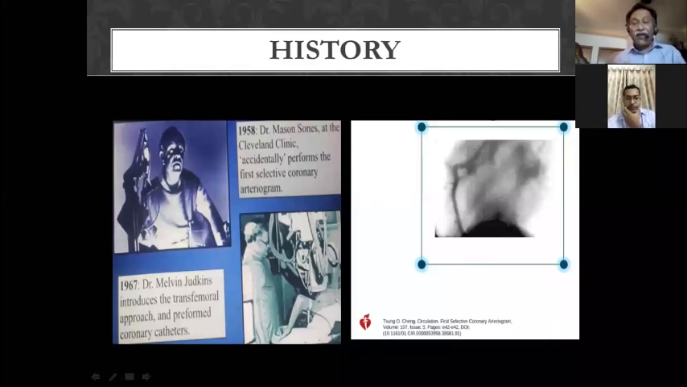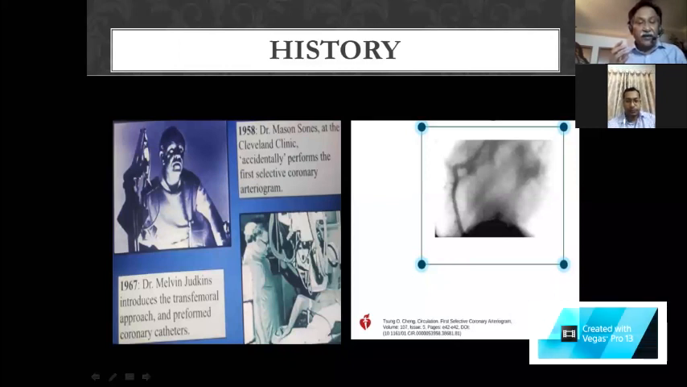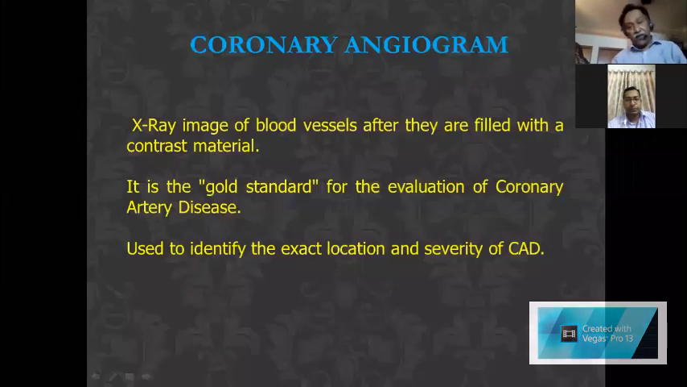From there, Judkins and others made a pre-shaped catheter selective for the right coronary and also for the left coronary. So history is like that. It was an accidental outcome of a non-selective angiogram. Now come to the angiogram.